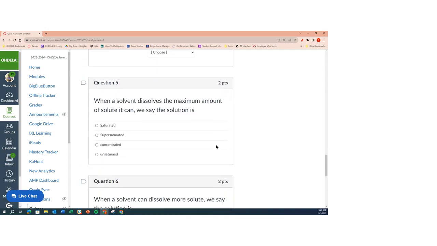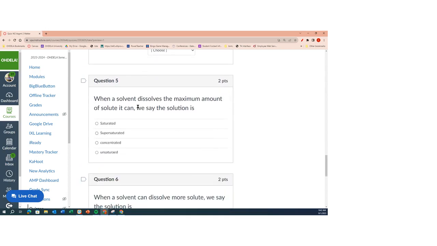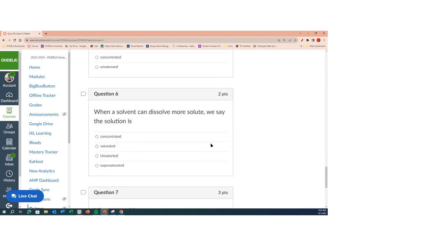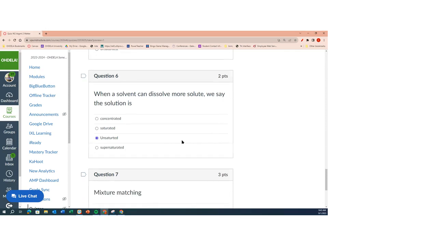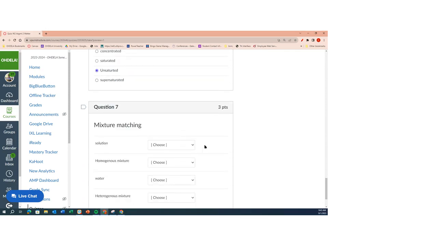For some reason, I have an extra one here, so I thought I deleted that, but it didn't come out. All right. When a solvent dissolves the maximum amount of solute, the solution is what? Yeah, Cheyenne, it's saturated. Number six, when a solvent can dissolve more solute, we say the solution is unsaturated, right? Thanks, Cheyenne.